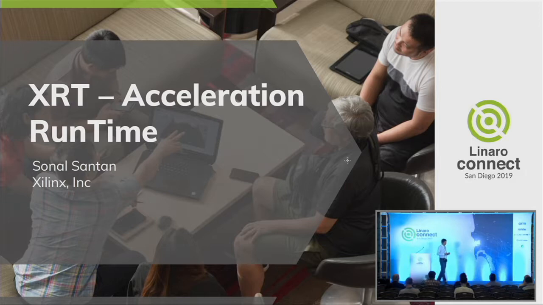I'm going to talk about XRT, which is the acceleration runtime built by Xilinx. And the X in XRT stands for many things like scalable, flexible, acceleration. It doesn't really stand for Xilinx, X as in Xilinx.